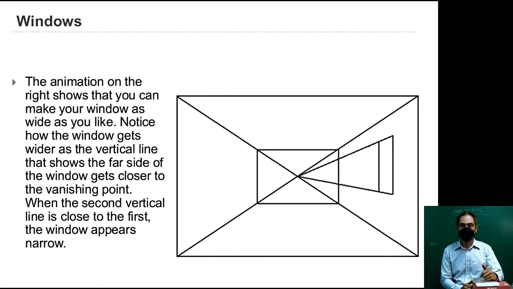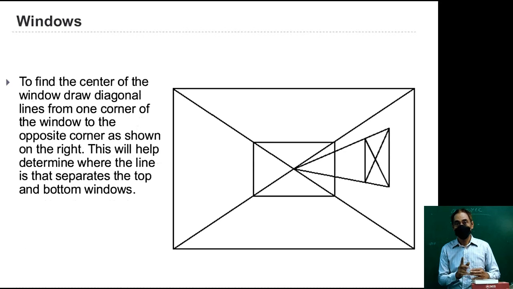Notice how the window gets wider as the vertical line that shows the far side of the window gets closer to the vanishing point. To find the center of the window, draw diagonal lines from the corner of the window to the opposite corner, as shown on the right.